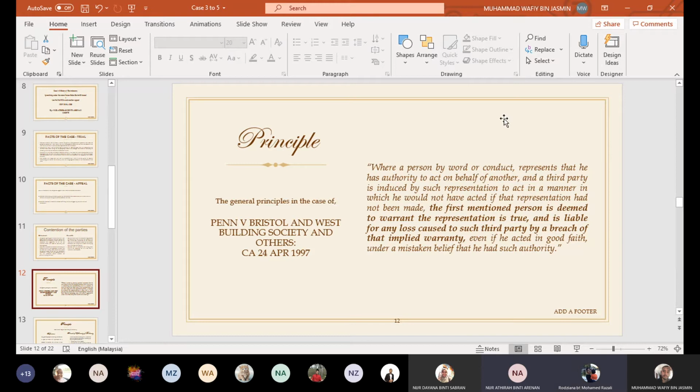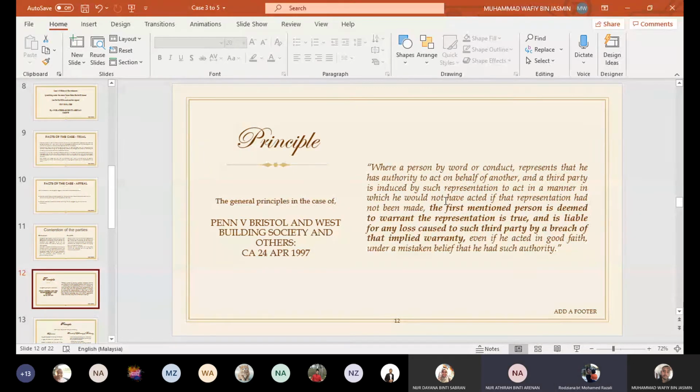I think I came across this one, where a person by word or conduct represents that he has authority to act on behalf of another, and a third party is induced by such representation to act in a manner in which he would not have acted if that representation had not been made. The first mentioned person is liable for any loss. Okay, ini adalah apabila berlakunya kerugian ke atas third party. Okay, third party. Dalam case you tadi, siapa third party?